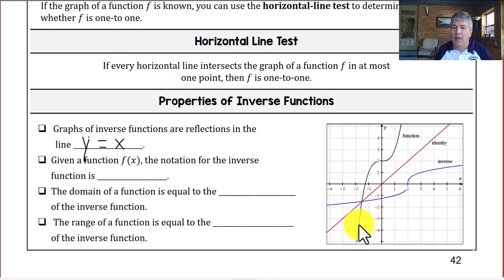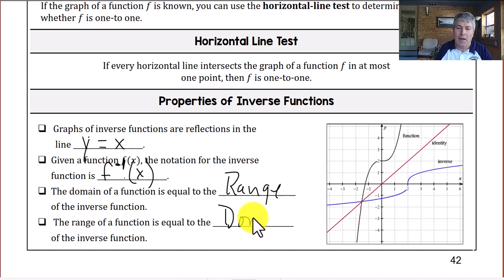Given a function f(x), we will notate the inverse function using f^-1(x). So that's not a reciprocal of the function. That means the inverse of the function. The domain of the function is equal to the range of the inverse function. Remember, we flip our x's and y's. And the range of a function is equal to the domain of the inverse function.